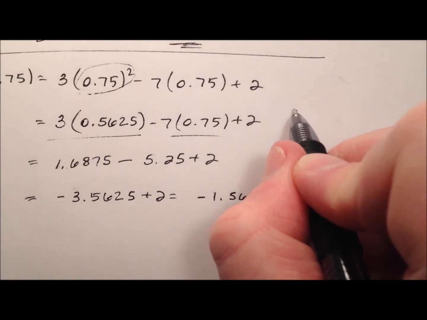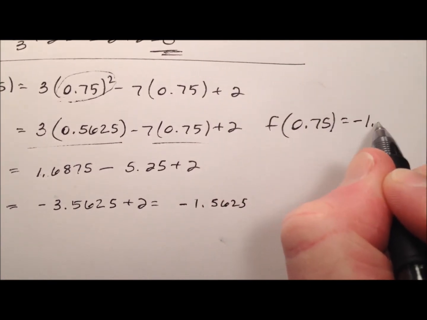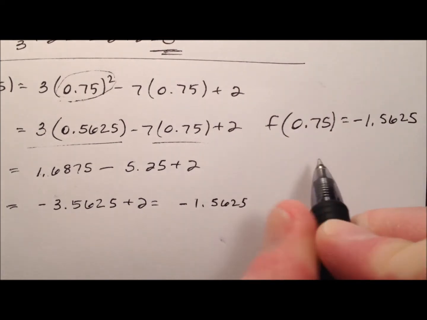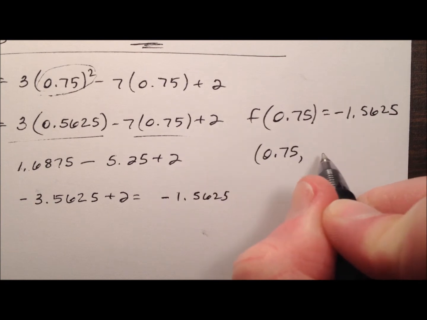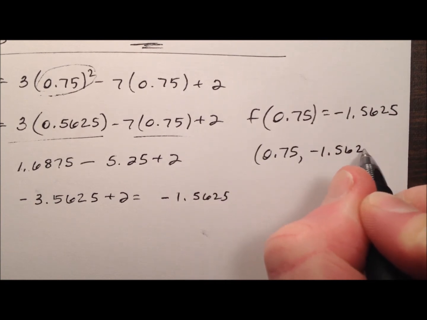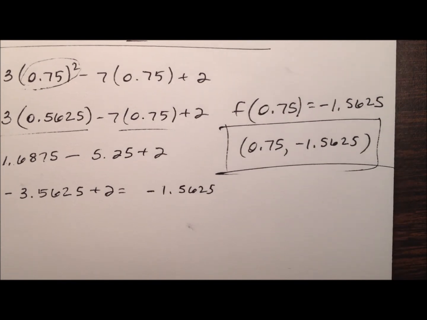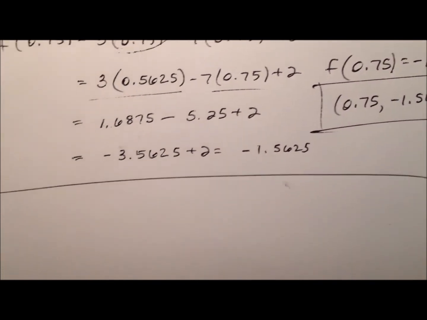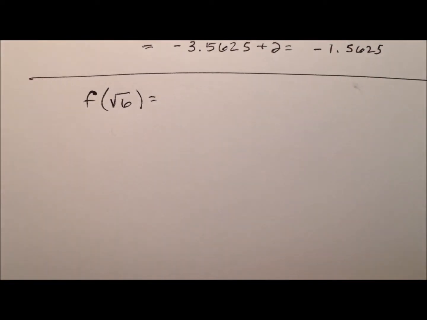Okay, so once again we can say f at 0.75 equals negative 1.5625, or we can write this as an ordered pair. 0.75 comma negative 1.5625. Lots of decimal digits in that one. Okay, so there's that guy. And let's do one final. So we're going to say f being evaluated at the square root of 6.